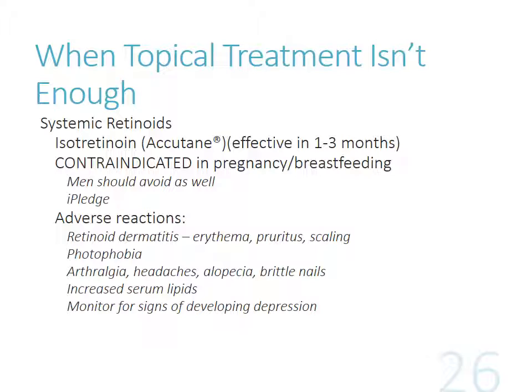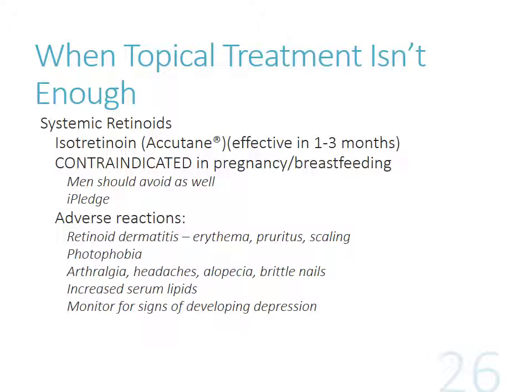Okay, so let's say you've tried your topical products, or say you're dealing with a patient who has very extensive disease. What can you do at that point? This is where you get into more systemic therapy. One of the first systemic drugs we'll talk about are the systemic retinoids. If we said the topical ones we should avoid in pregnancy just because you do get some systemic absorption, these ones you definitely want to avoid in pregnancy.